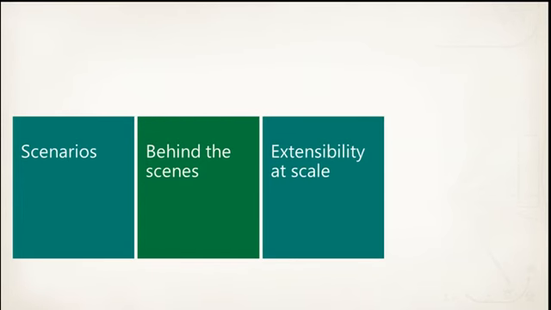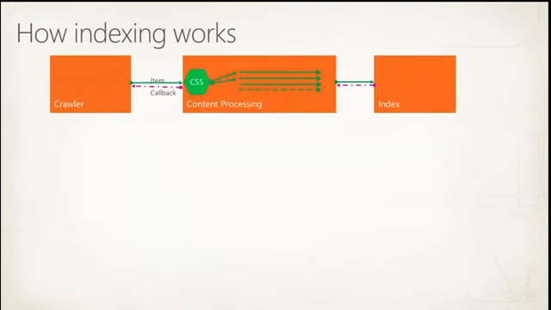So, let's see. I'm going to talk a little bit about how indexing works to give you the right background. Let's look at the different components that are involved in indexing. We have the crawler, and I think most of you will recognize the crawler from SharePoint 2010. It's the same crawler, but with some great new improvements, especially regarding freshness, so how long it takes from when a document is changed until it ends up in the search index. And there was a session on that earlier today with Vaidi, and I strongly recommend that you go back and watch that if you didn't go to that session. And then we have the content processing component, which is new for SharePoint.